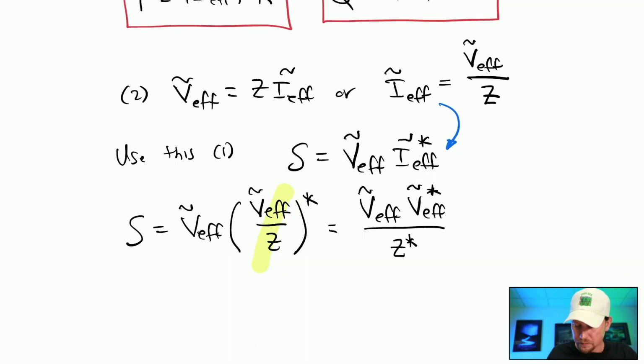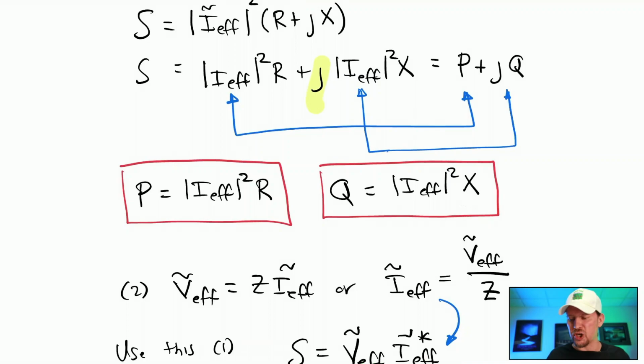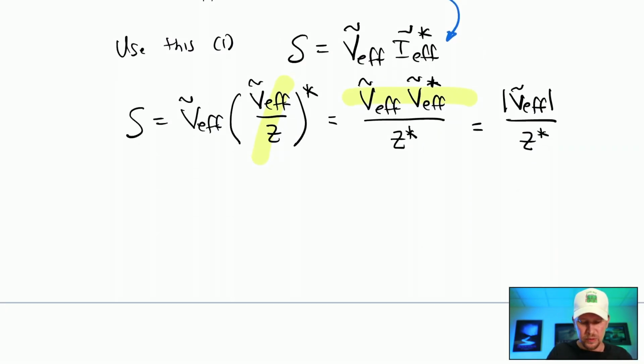Now, the top term is very nice because that's now just the magnitude of the RMS voltage, of the effective voltage, right? So this right here is the magnitude of the effective voltage squared divided by the complex conjugate of the impedance. Now, be very wary. One of the things that we ended up doing up here when we were taking a look at the currents was we said, well, this must be of the form P plus jQ, right?